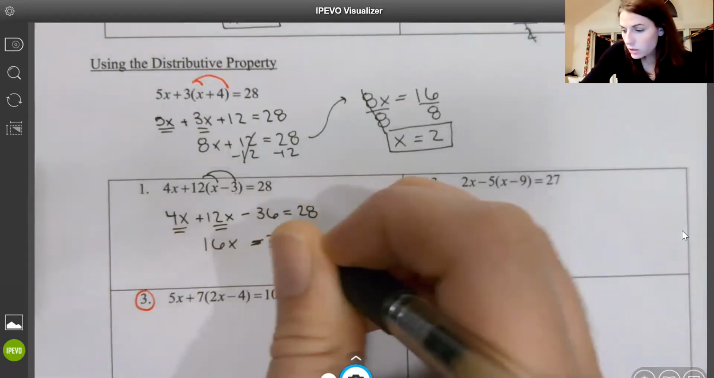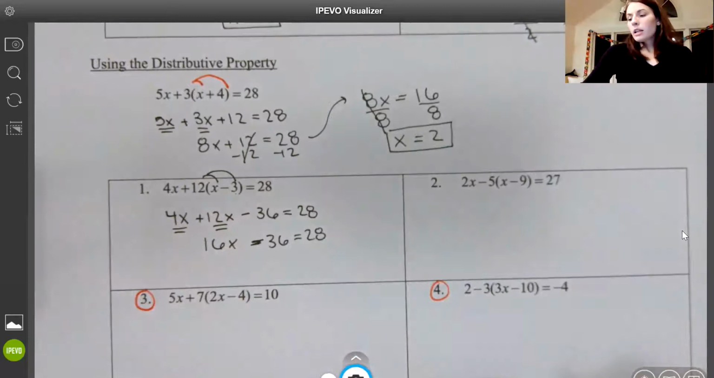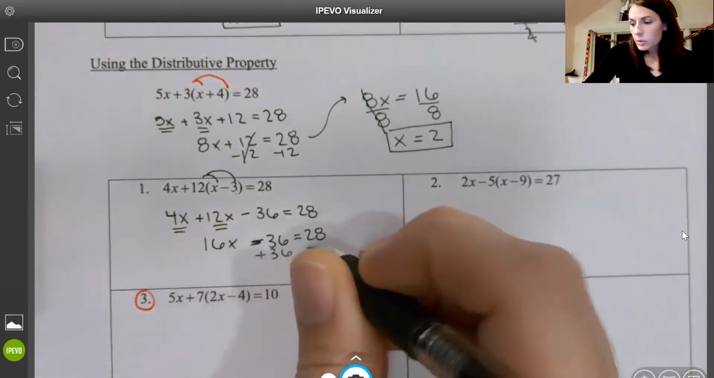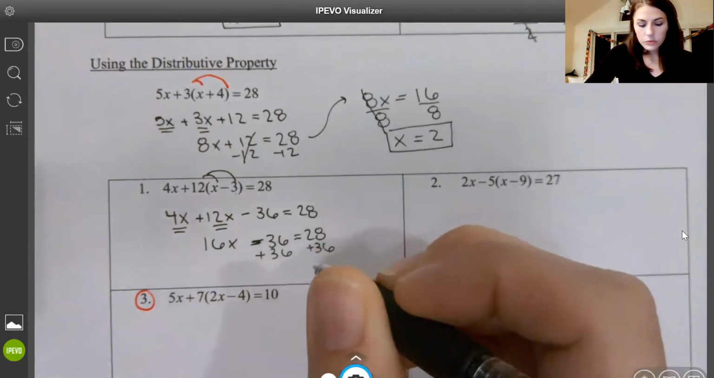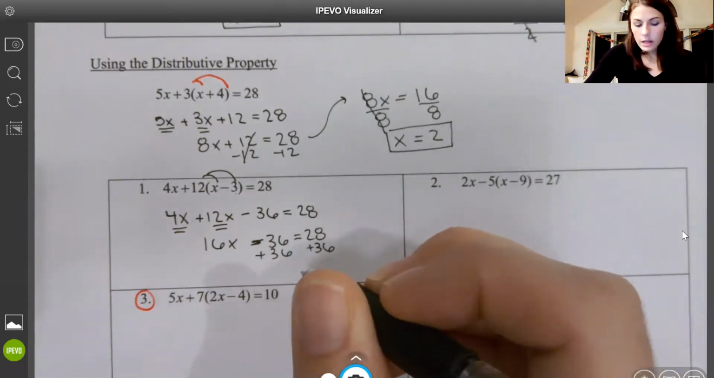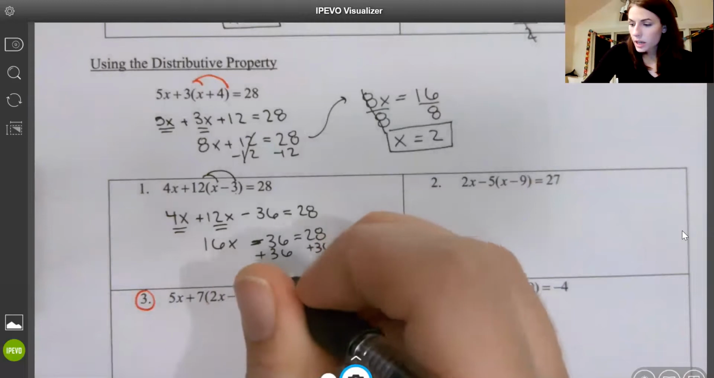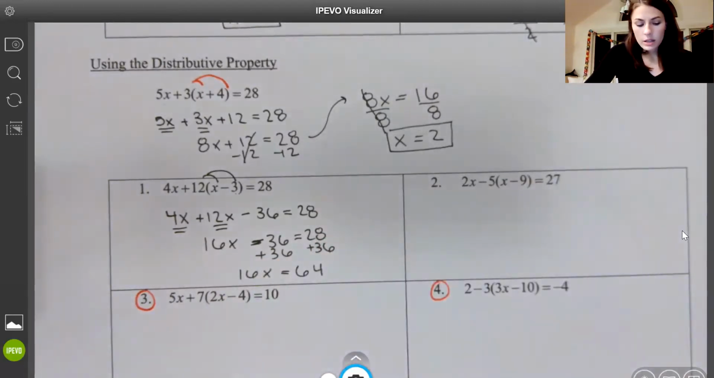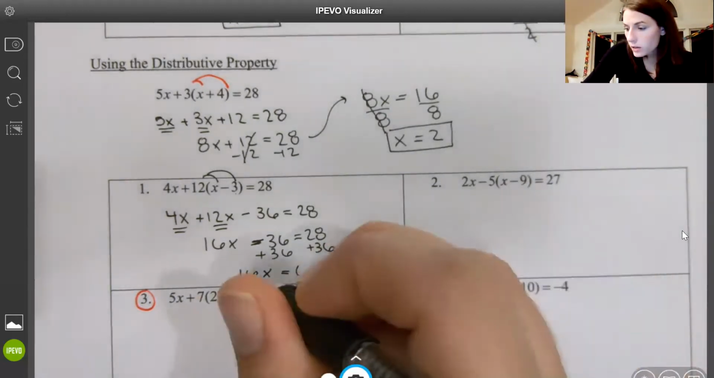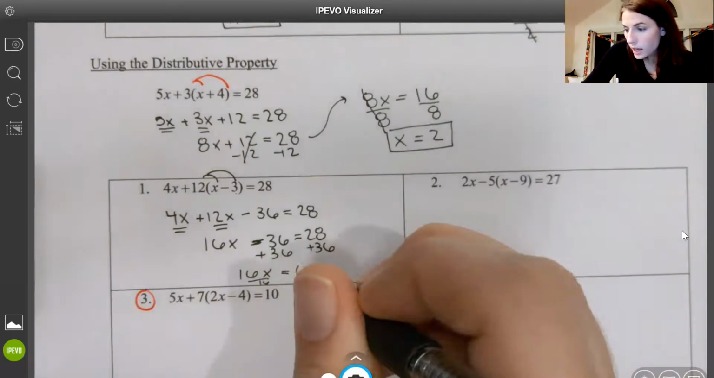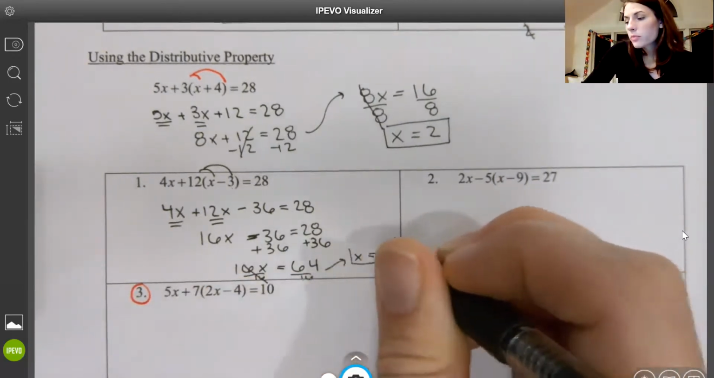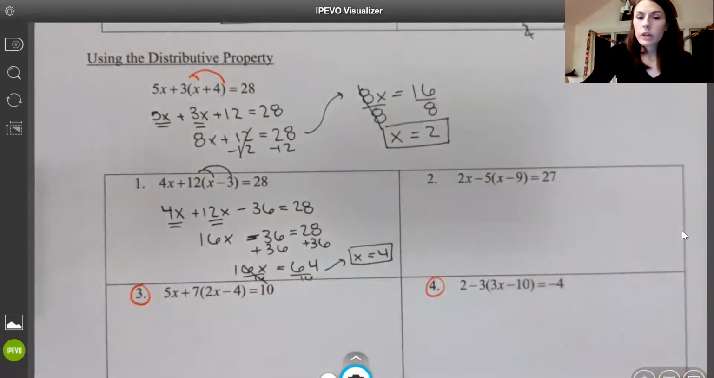Minus 36 equals 28. And now I'm just set to solve. So I'm going to add 36 to both sides. And that's going to give me 16x equals 64. And dividing 64 by 16 is going to give me x equals 4. Okay.